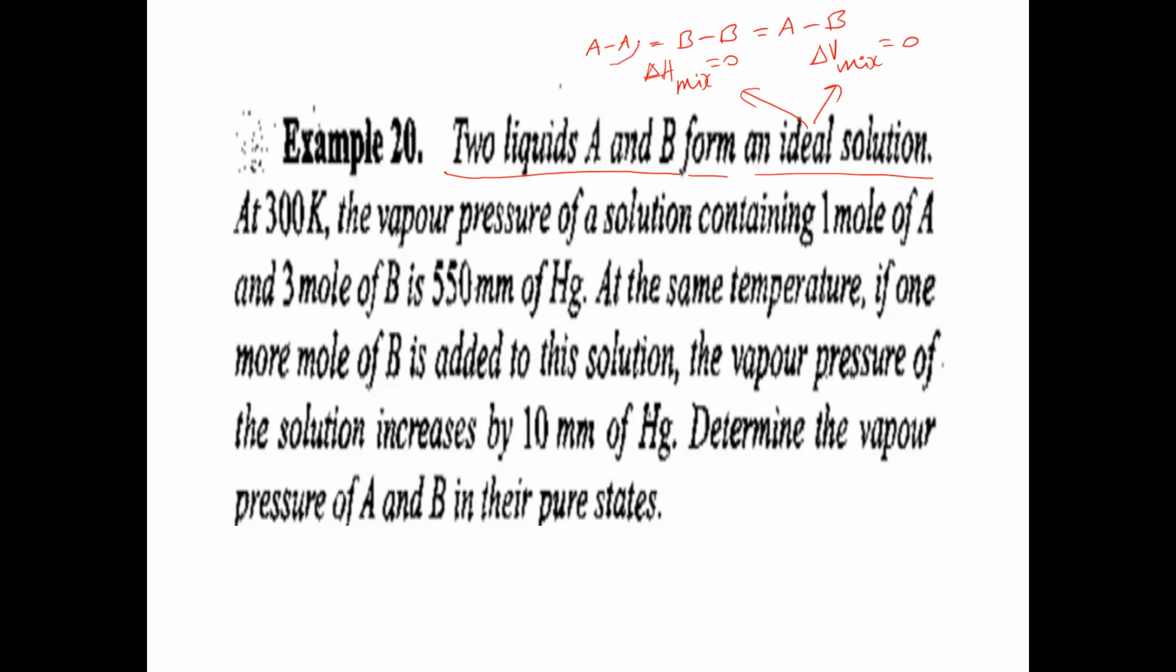AA interactions means the attractive forces between solvent and solvent molecules. BB interactions means the attractive forces between solute and solute molecules. AB interactions means the attractive force between A and B, that is, between solvent molecule and solute molecule. So initially we take pure liquid A and pure liquid B. In pure liquid A, AA interactions will be there, the attractive forces only between molecules of A. And in pure liquid B, the attractive forces between B and B molecules will be there.